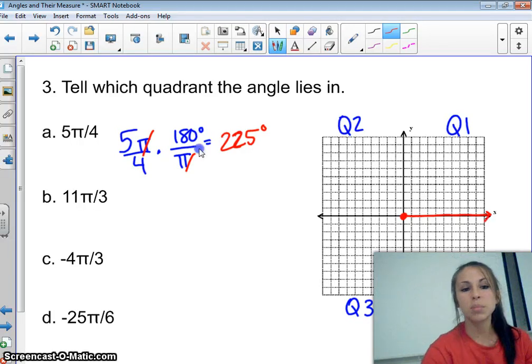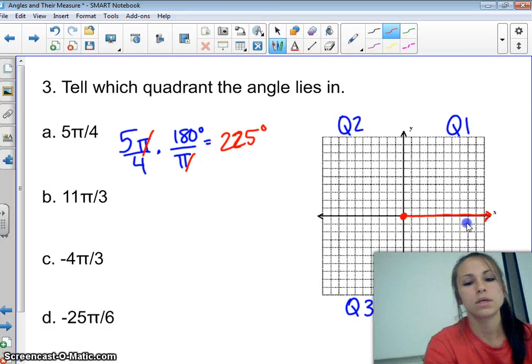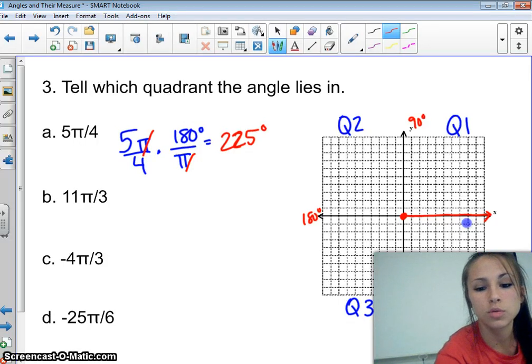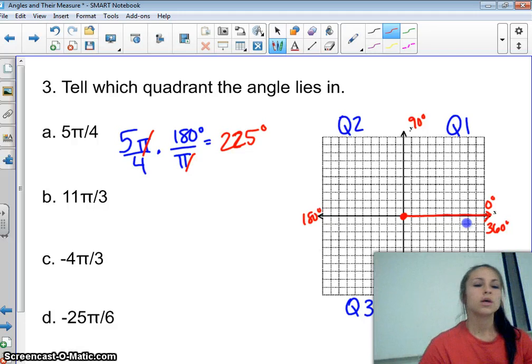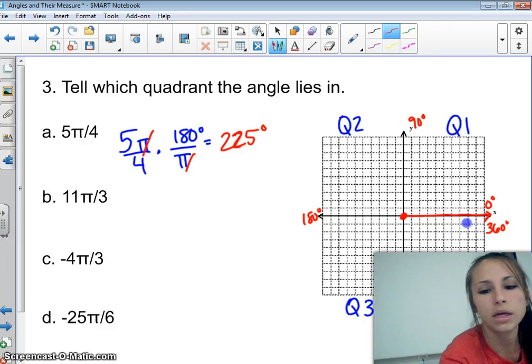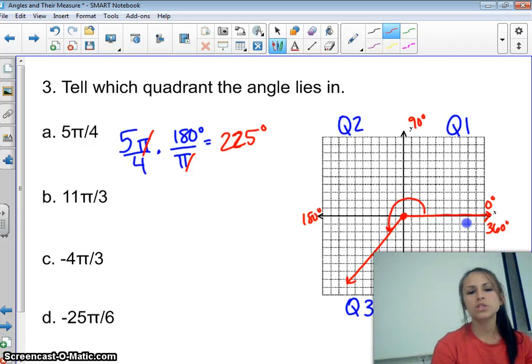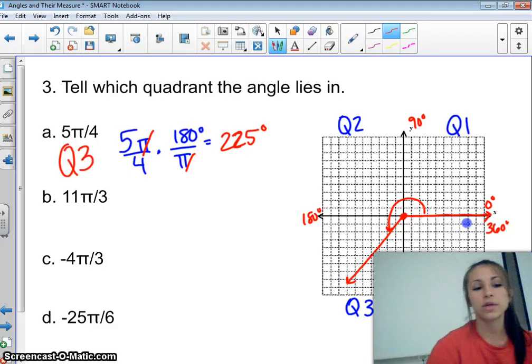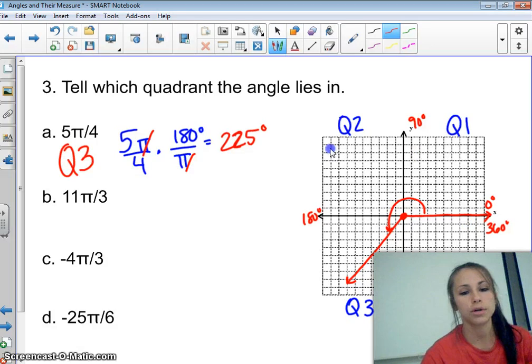So I'm always going to start my angle on the positive x-axis. And since this is a positive angle, I'm going to rotate up or counterclockwise. And so this would be 180 degrees, this would be 90, I don't know why I did those out of order. This would be 270, all the way back around would be 360, and this is 0. So if I rotate that ray all the way to 225, I'm going to end up somewhere right here. And so that angle is going to be in quadrant 3. That's all you have to write for that answer is just Q3.